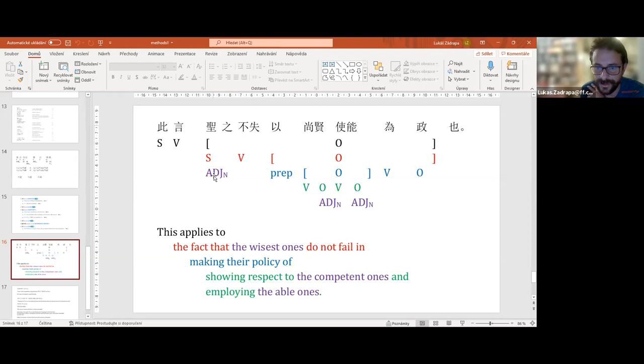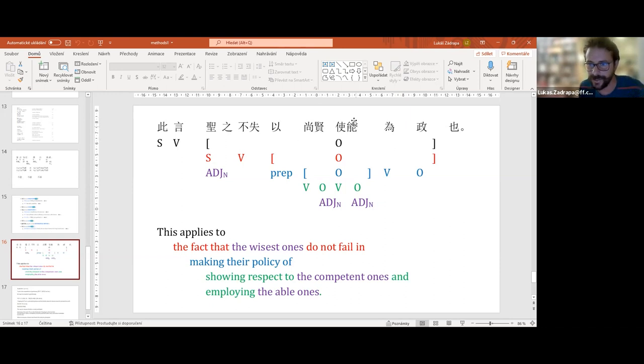And the subject shen is actually this nominalized adjective. This is not the sage, but the shen means this perfectly wise, and to be perfectly wise, and shen here means, of course, those people that are perfectly wise. So this is one piece of the competence which is related to subordination, nominalization, and so on. Then we have this, the fact that wisest ones do not fail in something. Again, we have this kind of subordination. It is not a nominal phrase, in fact, but it is slightly nominalized again. So the wisest ones do not fail in making the policy of, this is this Yi Wei Zheng. This is the framework, and this is the object.